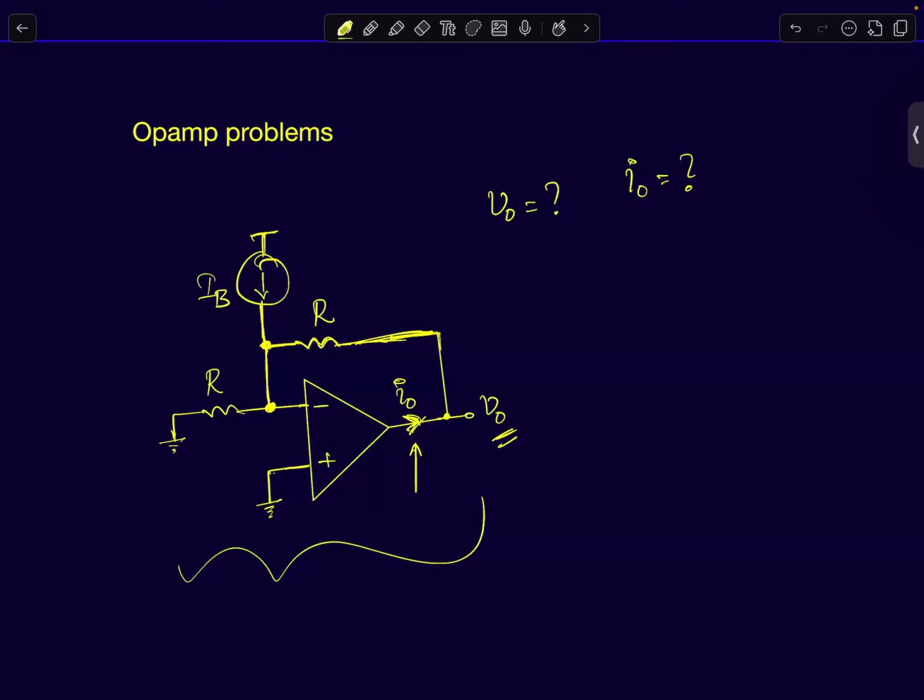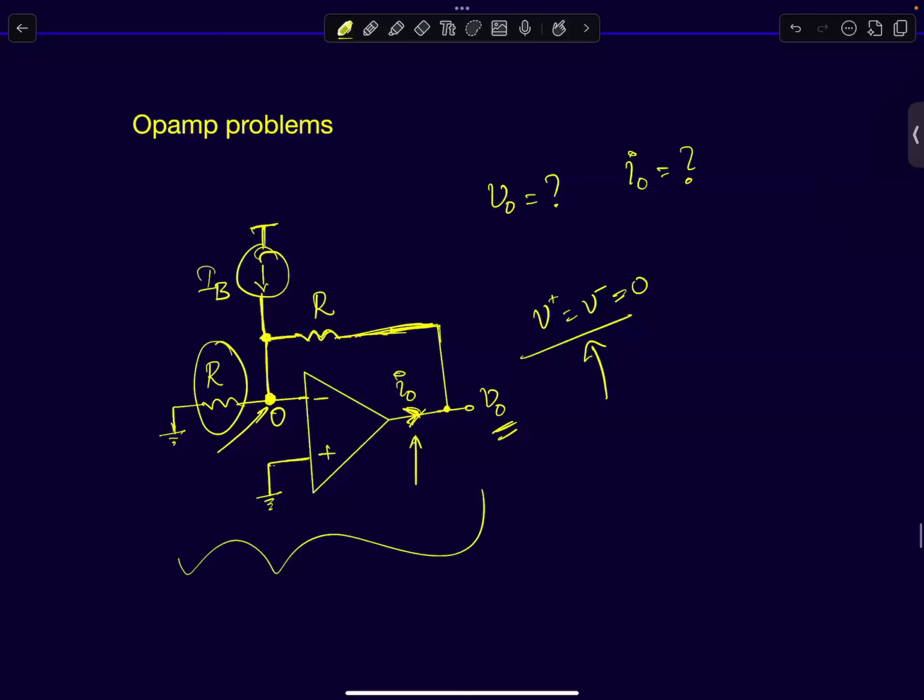Step one, when you are given an op-amp circuit, just look. First step, you have to see, is this op-amp in negative feedback or not? Yes, this circuit is in negative feedback. If the op-amp is in negative feedback, what is this node voltage? 0. V plus will be equal to V minus, which is in this case 0. So if this is at 0 volts, what is the current flowing through this resistor? 0. No current flows through it because both sides of the resistor are at 0 volts.